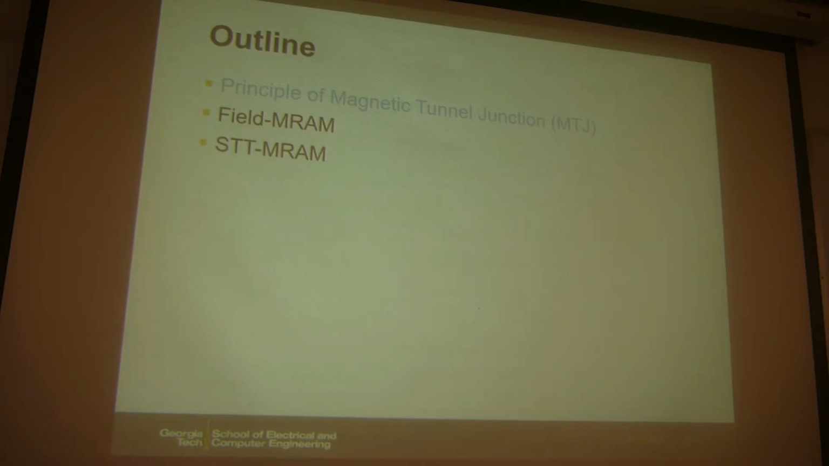And then we will talk about two kinds of MRAM memory cell. First one is Field-MRAM, or sometimes people call it toggle MRAM. The second one is STT MRAM. And if time permits, we may also briefly talk about SOT MRAM, which I don't have slides for. This one is still under research. But the first one is in the product, and the second one is almost there.